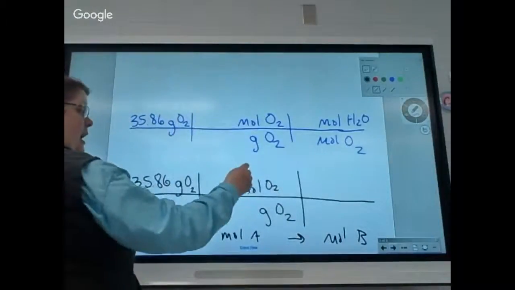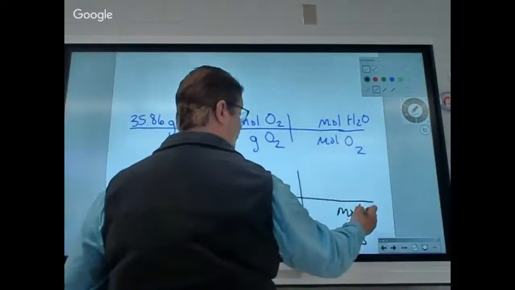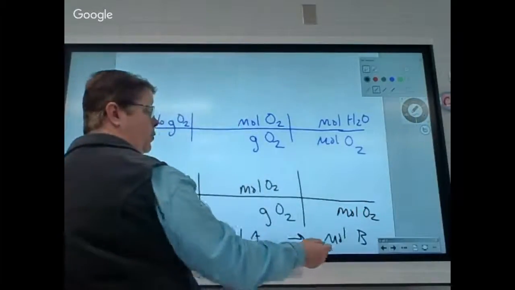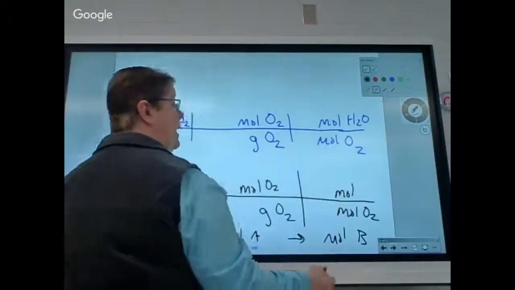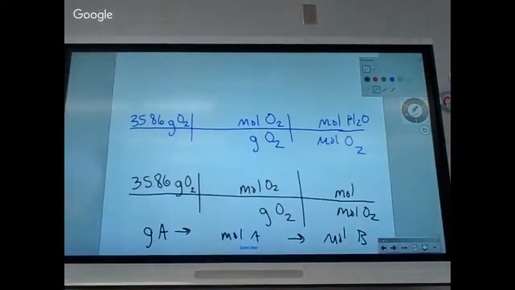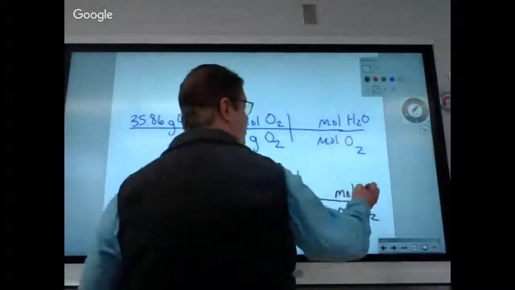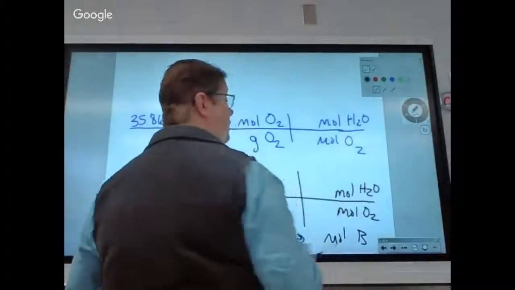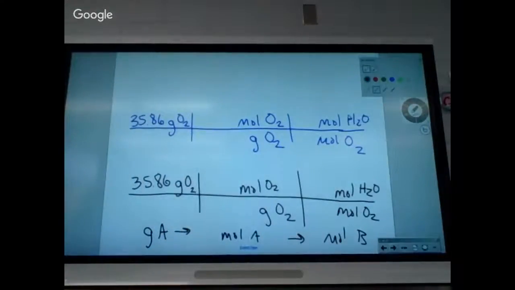So whatever's on top has to go where? On the bottom so it can cancel. On top, we're going to go to moles of B. Well, B is whatever they asked you for. What are they asking us to find? H2O. That's just another way for you to come up with the order in the chart if that helps at all. Okay? It doesn't matter to me.